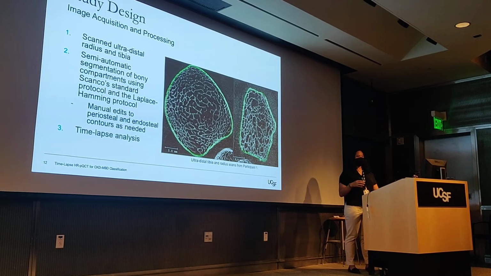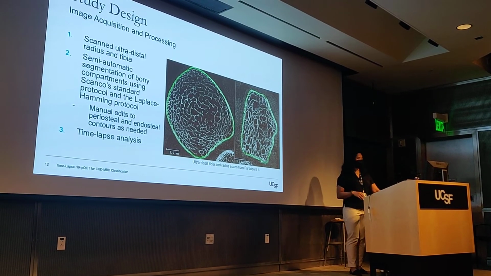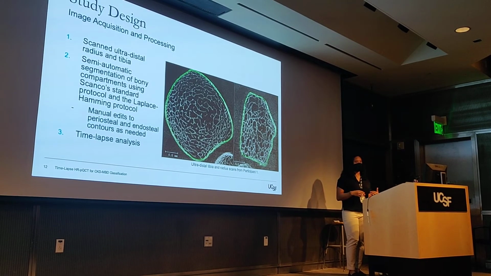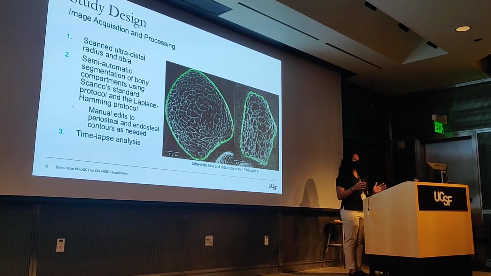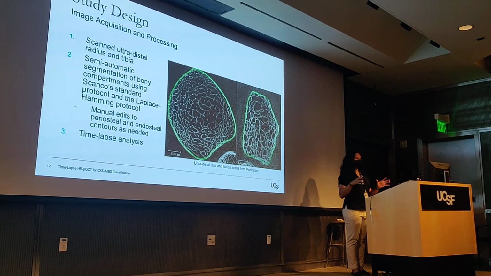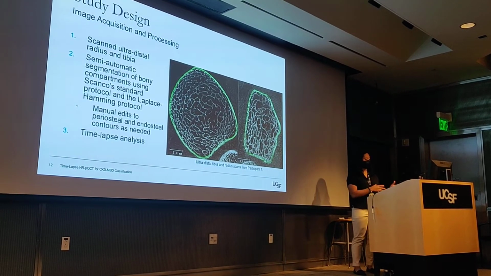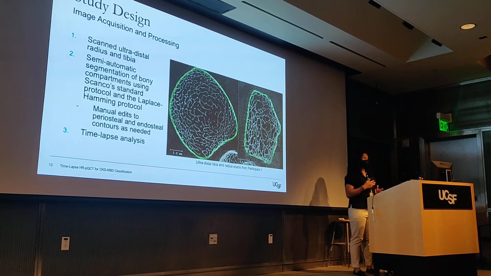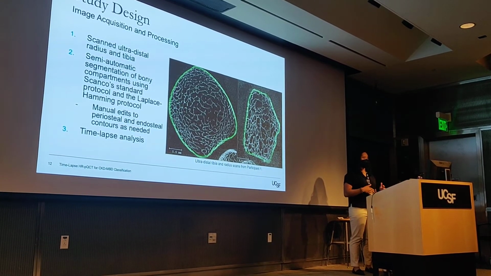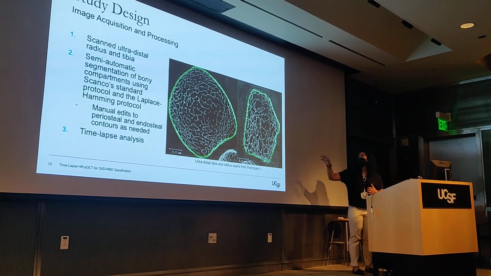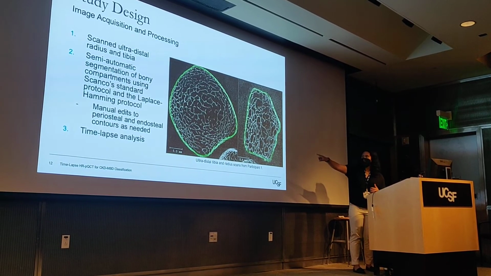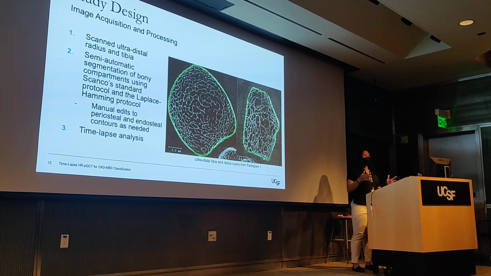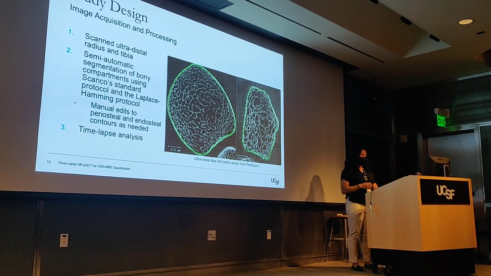For image acquisition, we scanned at the distal radius and tibia. All of those images then went through a semi-automatic segmentation using 2 different analysis protocols. One is the standard analysis and the other one is a Laplace-Hamming analysis. As we were going through the segmentation, we were performing manual edits as needed to those green outlines, if you can see them in the images. And then all of that funneled into our time-lapse analysis.